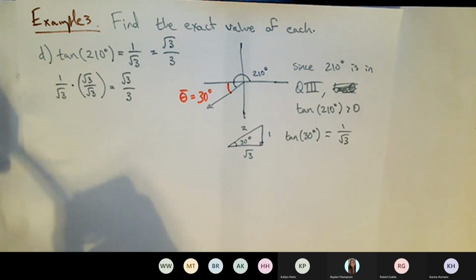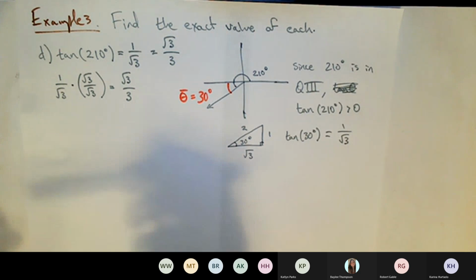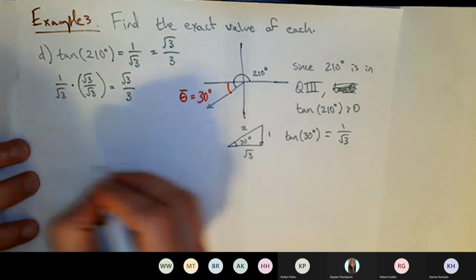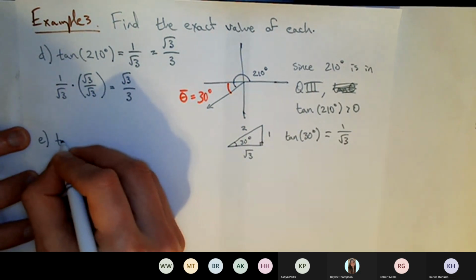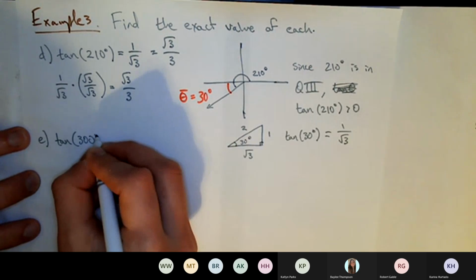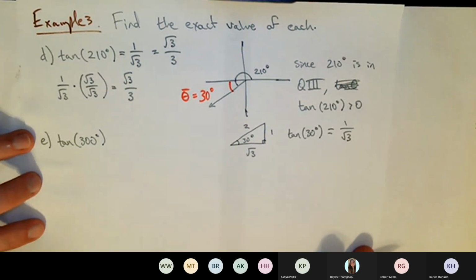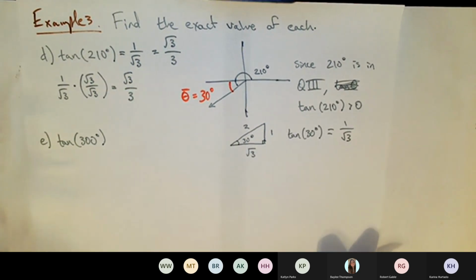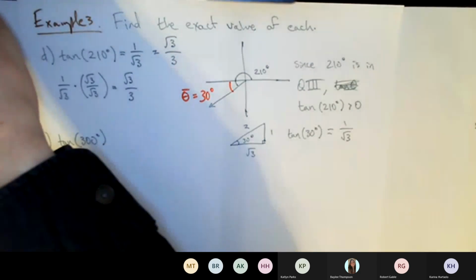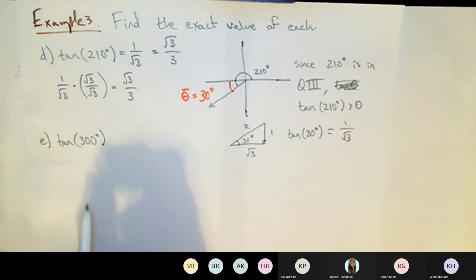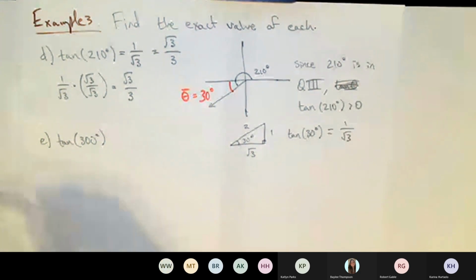Okay. Now, part E, I think I already gave you all of these. I gave you guys most of these. So did anyone do, I don't remember, I think I wrote them all down for you. Did anyone do the tangent of 300 degrees? And if you did, what did you get for your answer?